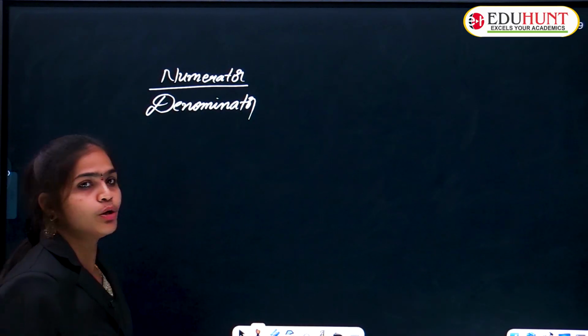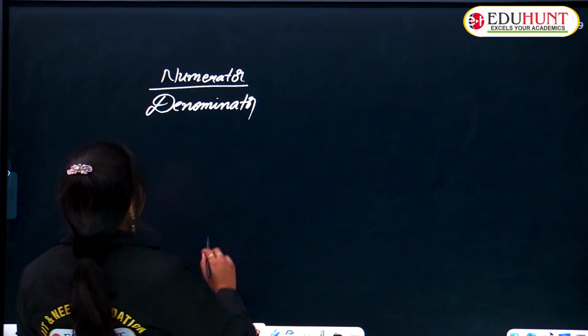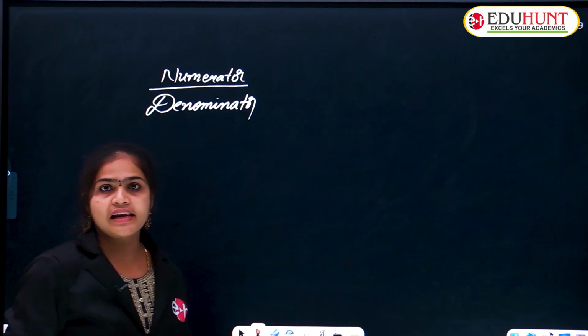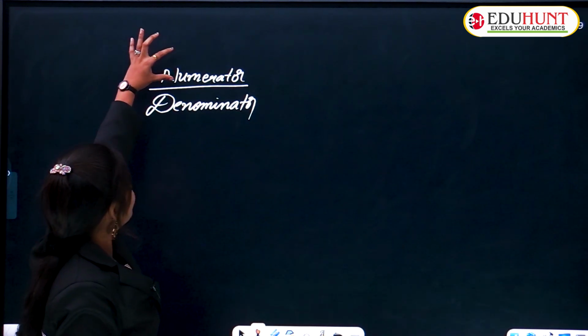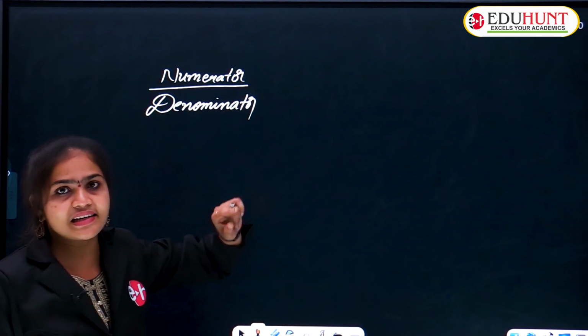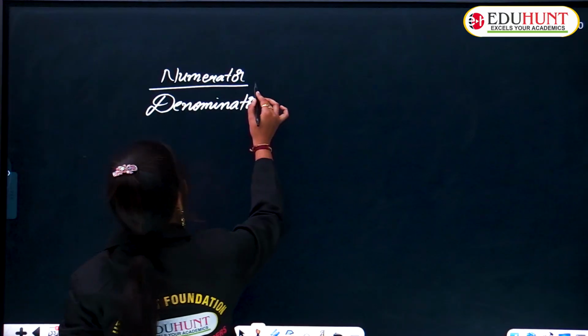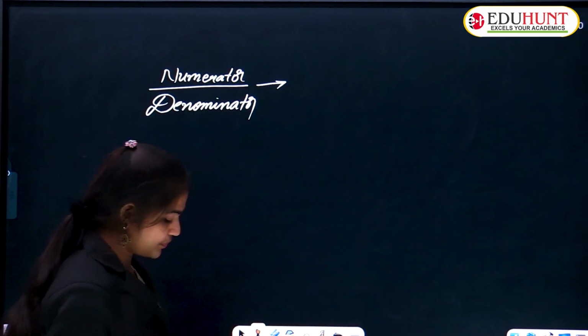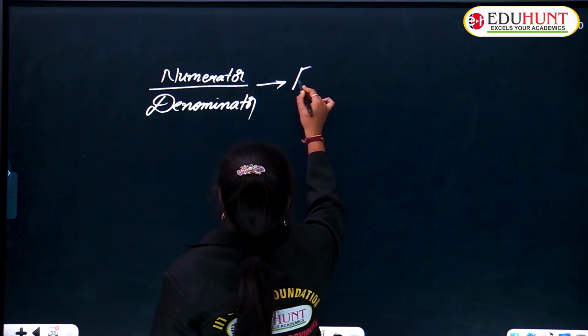Numerator by denominator. The top part we will call the numerator. Above the line is the numerator, and below the line is the denominator. And what we will call this line, I already told you, is a fraction bar.